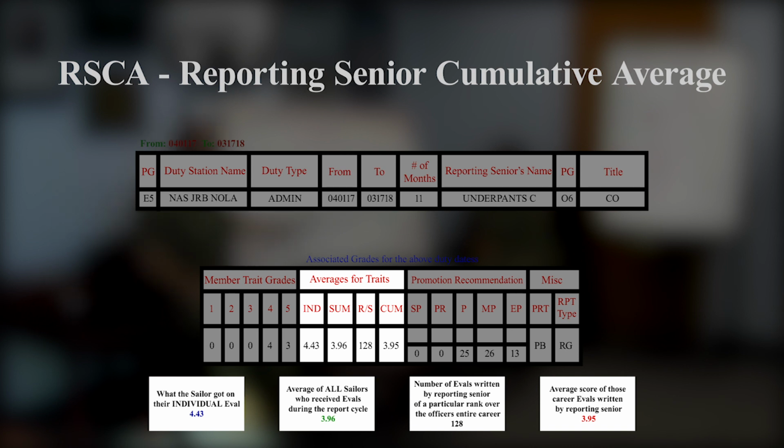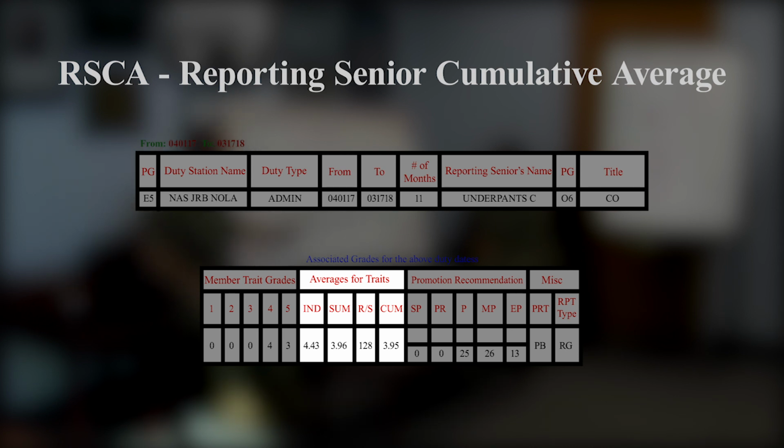All right? What the next block shows is how this individual fell out in their command. So in their command during this reporting period, they had no significant problems. They had no progressing evals. They had 25 promotables, 26 must promotes, and 13 early promotes. This individual with a 4.43 fell in the early promote category, which is probably no surprise to you.